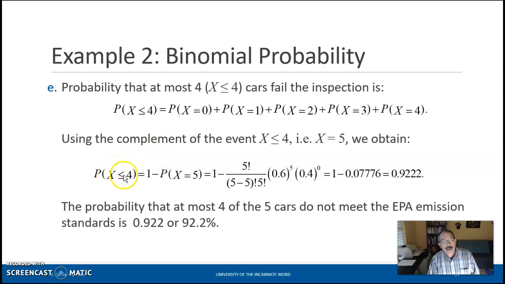The probability x less than or equal to 4 is just 1 minus the probability that x is equal to 5. Using the binomial formula, we have this quantity, and then carry out the calculation, and you find that this is 0.9222. So the probability that at most 4 of the 5 cars do not meet the EPA emission standard is 0.922 or 92.2%.